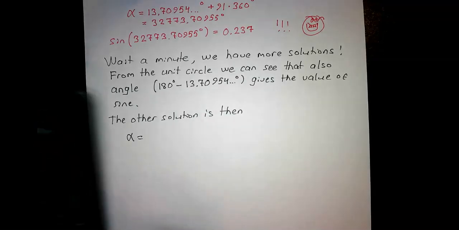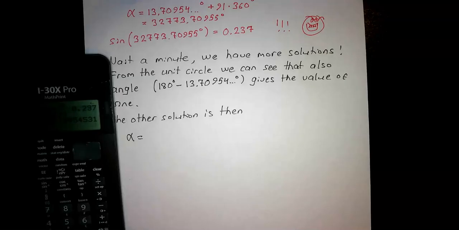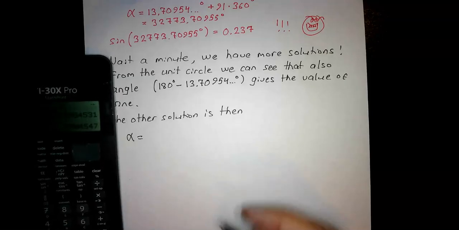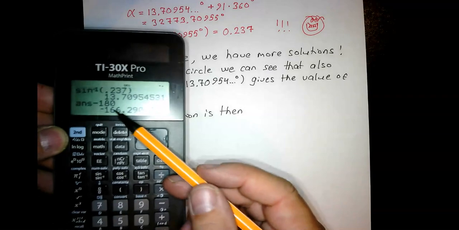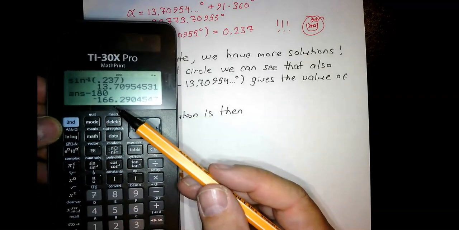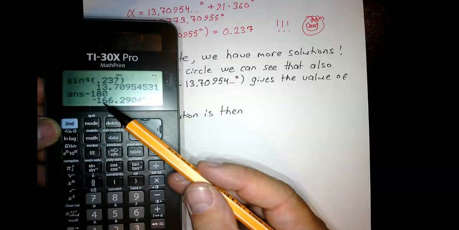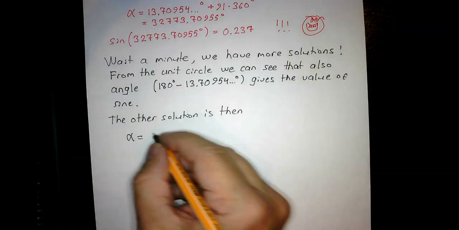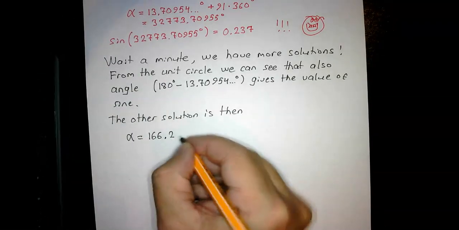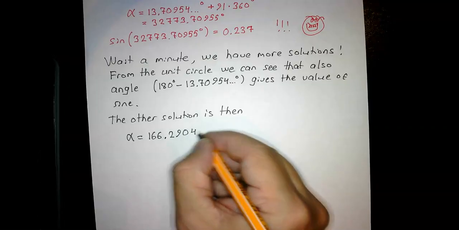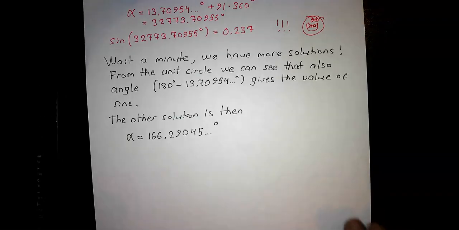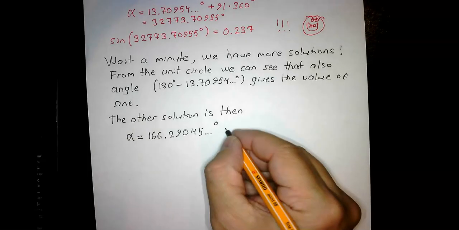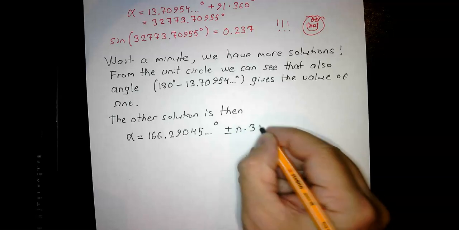So I will calculate this. I made the subtraction in a different order, but let's forget this minus sign there. This is the other angle, 166.29045, etc. degrees. And this also has this period of 360 degrees, plus minus n times 360 degrees.